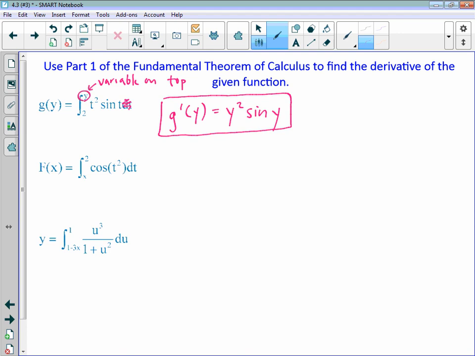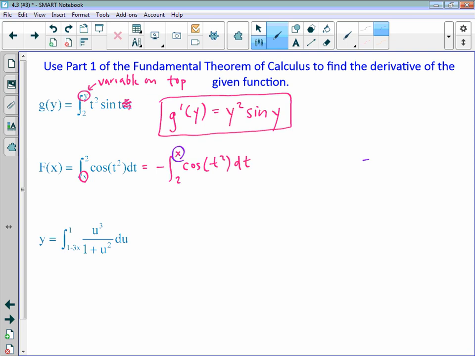So what do you think you have to do if the variable's on the bottom? Yeah, so we flip it. So when we flip the integral, the x goes on the top, the 2 goes on the bottom, and then when you flip it, if you remember, we have to put that negative out front. Everything else stays the same. And then if our x is on the top, we do what with it? Just plug it in.